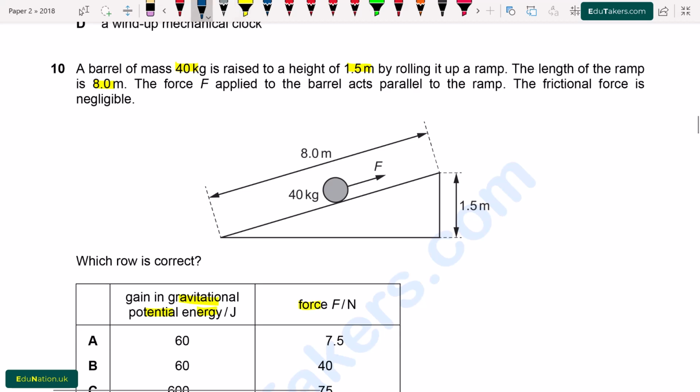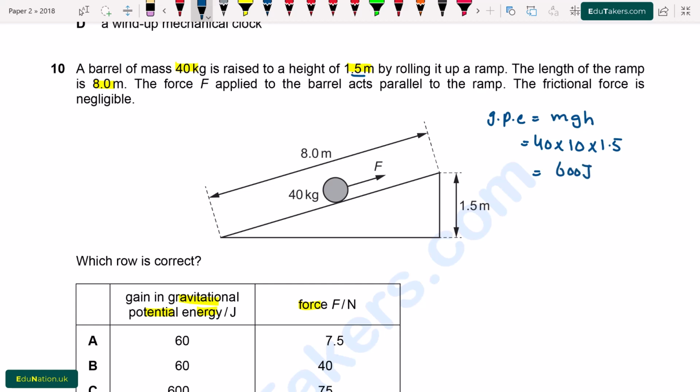So basically here we have to find out two things: gain in gravitational potential energy and the force. We know that gravitational potential energy is equal to mgh. Mass is given, that is 40 kg, multiplied by g, it is 10 meter per second square, and height is given, which is 1.5 meter. So gravitational potential energy will be equal to 600 joule.